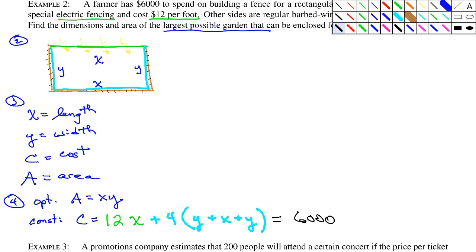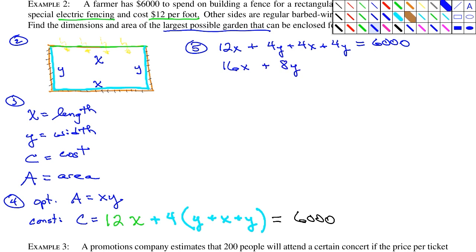All right, now we have to do some simplifying. So step 5, let's simplify the cost function here. So this is going to be 12X plus 4Y plus 4X plus 4Y is equal to 6,000, which gives me 16X plus 8Y is equal to 6,000.